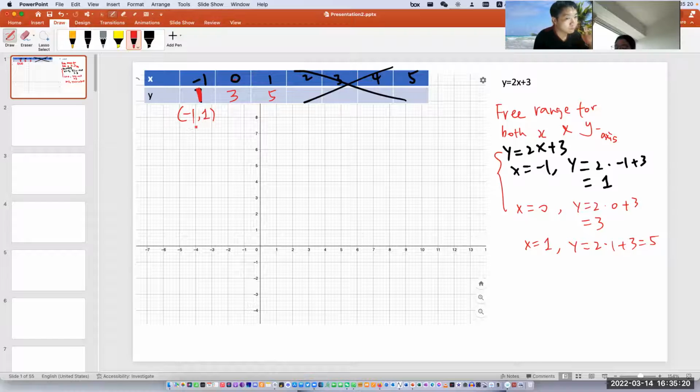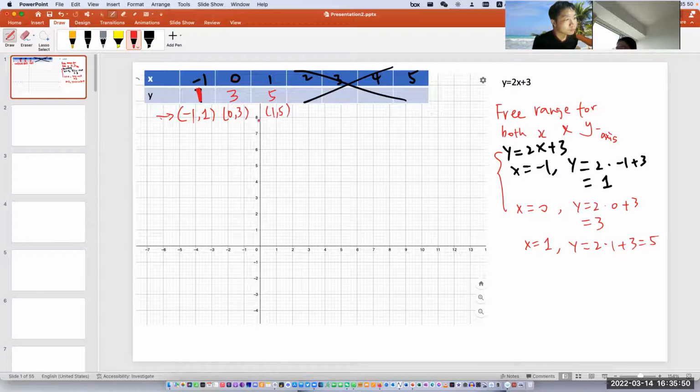Now, this one you can write as (-1, 1). So this is the format to represent a point on the x and y graph. In the middle is a comma, by the way. You don't have to write this down, but it's good practice, because when you write this down it's easier for you to read later on when you plot the points. I'm going to plot the points.